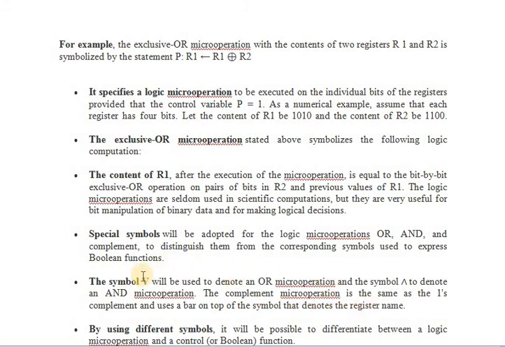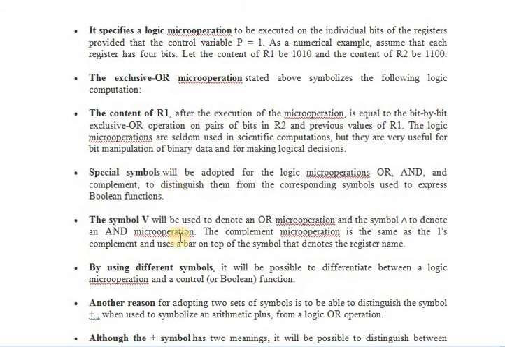So this symbol will indicate the OR, this symbol will indicate the AND, and the bar operation, that is like a bar, you know, already you have seen in mathematics. So that is the dash symbol above the variable that you use for the complement, ones complement. By using different symbols it will be possible to differentiate between a logic micro operation, that is a control or Boolean function. That is, by using different symbols we can differentiate which is OR, which is AND and which is ones complement.